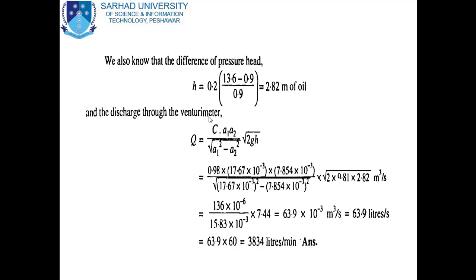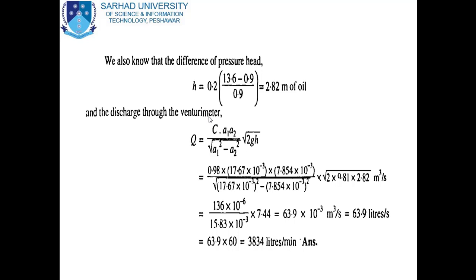Now using the discharge through Venturi meter equation, that is Q is equal to C A1 A2 divided by the root of A1 square minus A2 square, into the root of 2GH. The C value is already given, which is 0.98. A1 and A2 are calculated, put the values from there. Also G is 9.81 and H is 2.82.